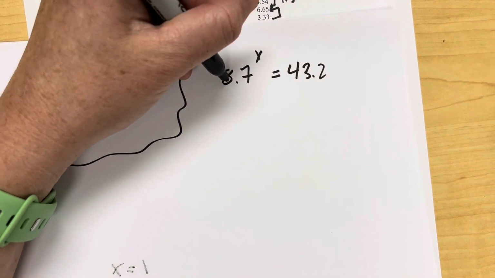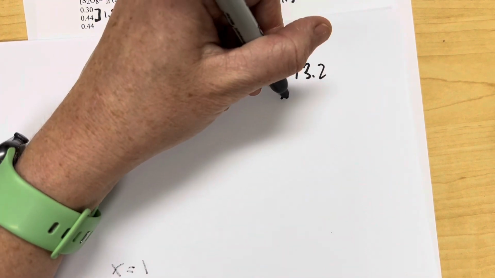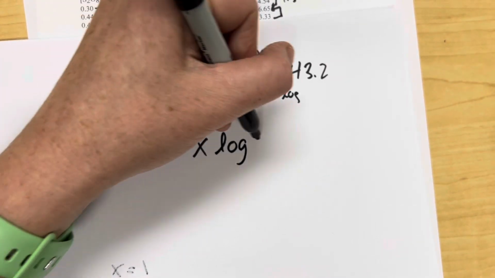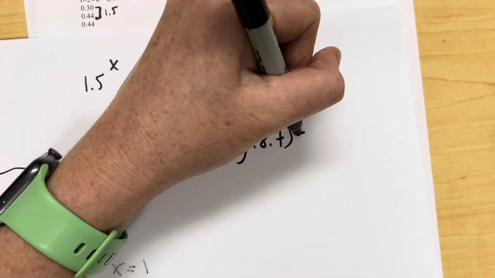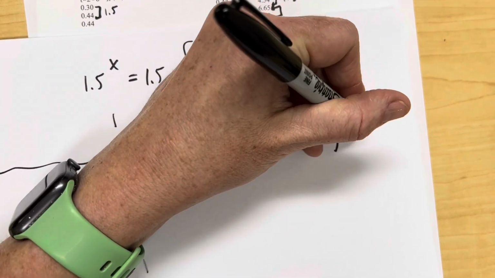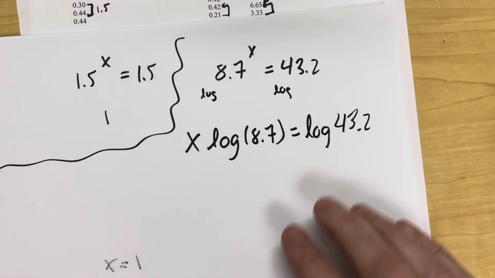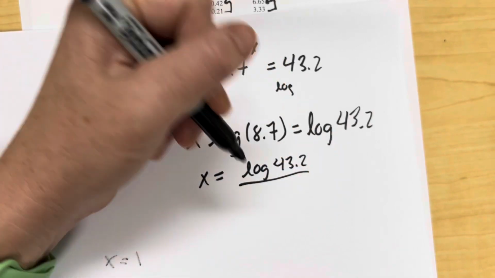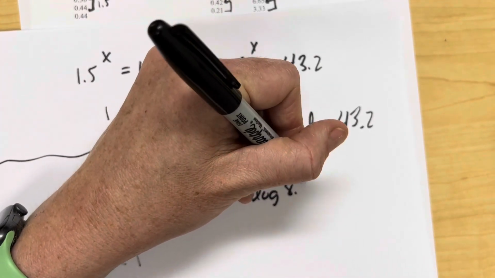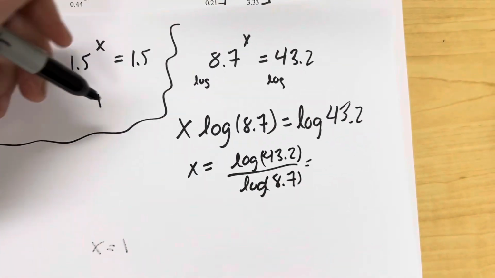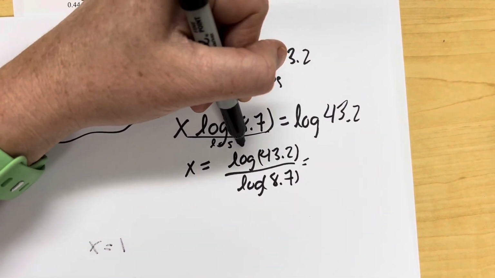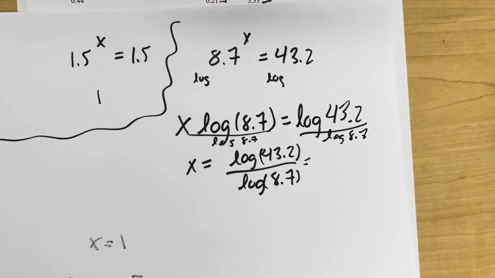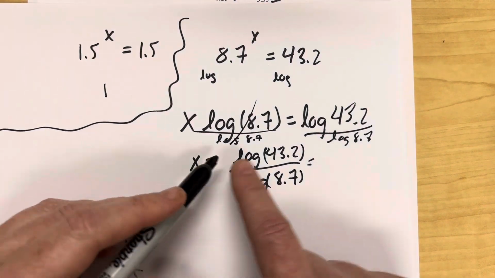When you take the log of both sides, here's what happens. If I take the log of 8.7 to the x, the x comes out front, and we get x times the log of 8.7 equals the log of 43.2. And now we can solve. We say x is equal to the log of 43.2 divided by the log of 8.7. That's how you solve. I just divided each side by the log of 8.7, by the way, to give you an idea of how I got that. So that cancels, and now we have x equals that over that.